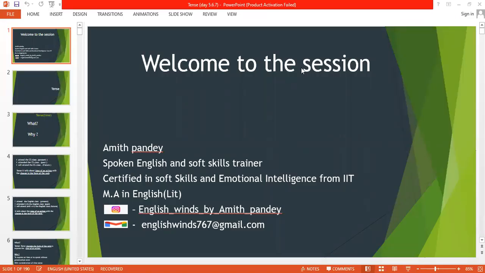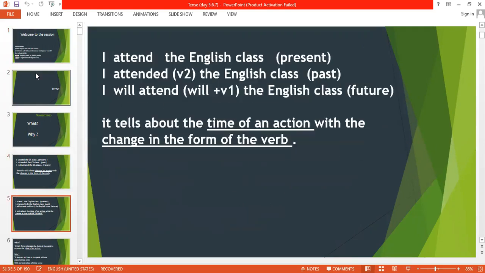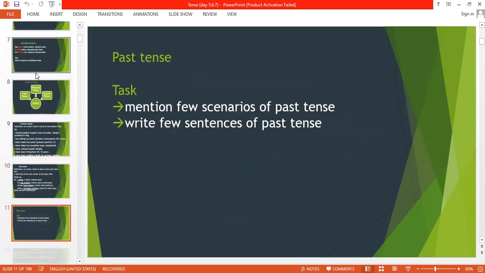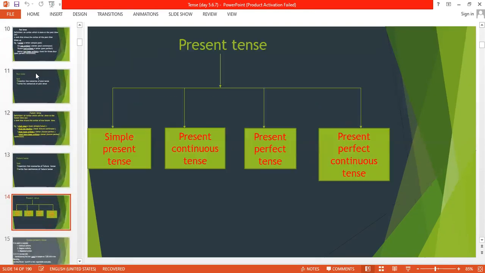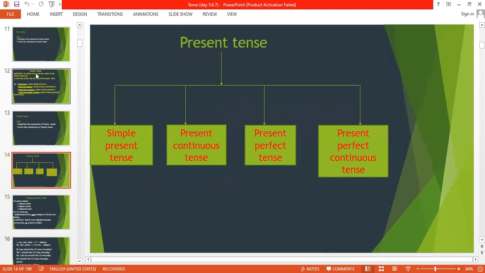Yeah, so as we have discussed in our previous session regarding the tense, welcome to the session. Today we are going to start the next part, that is the simple present. So what actually is the meaning of present tense and simple present? Present tense is divided into four parts: simple present, present continuous, present perfect, and present perfect continuous.